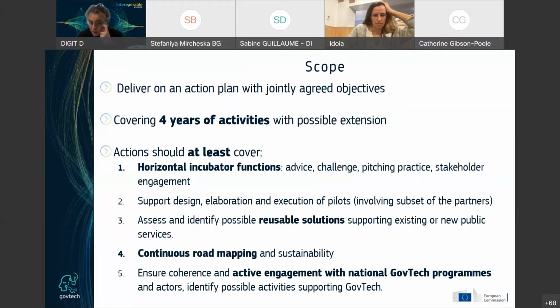The idea is also to assess and identify from pilots possible reusable solutions, supporting existing or new public services, and from this as well to propose, as for us, or I mean in your own country, large-scale pilots and deployments, and also things we could support through the program as mature solutions after. And as well to ensure continuous roadmapping of the activities of the incubator and to propose a path for the sustainability through the Digital Europe program, but as well beyond.